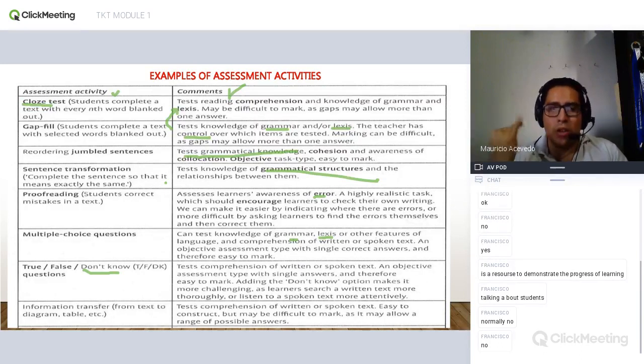True, false, and don't know questions. It's also easy to mark, and you will be evaluating comprehension mostly. And information transfer, it is good, a little bit difficult to test, to evaluate, but you can evaluate comprehension and written or spoken text. So no problems with this, Francisco. Tell me, please. I need to know if you don't have any question. Remember to start making your notes, Francisco, because you might be asked one of these in the test.